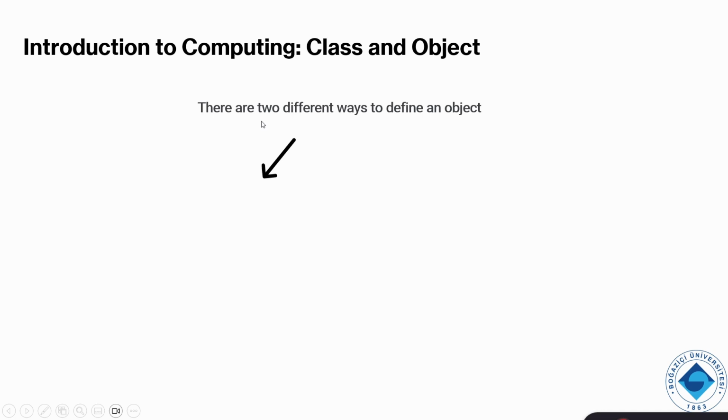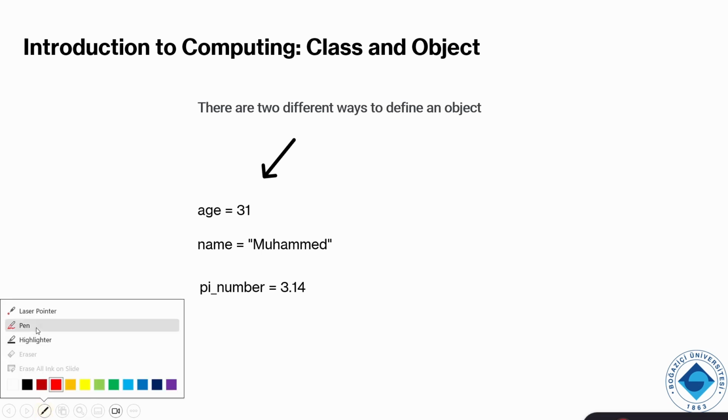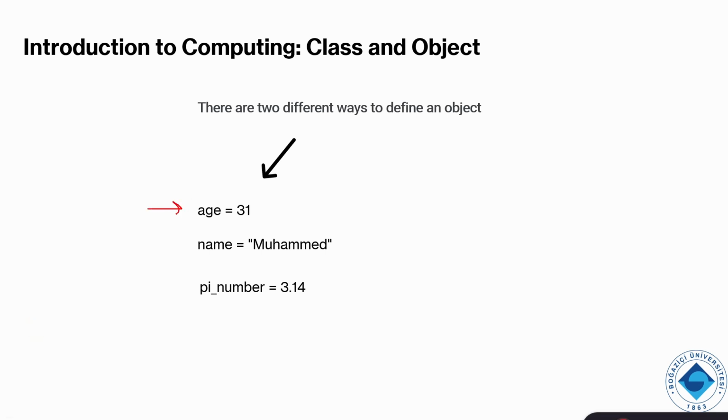Before starting, we need to learn some concepts like class and object. There are two different ways to define an object. For example, here in the first example, we are defining an integer. Here we are defining one string, and here we are defining one float. Other ways to define an object.